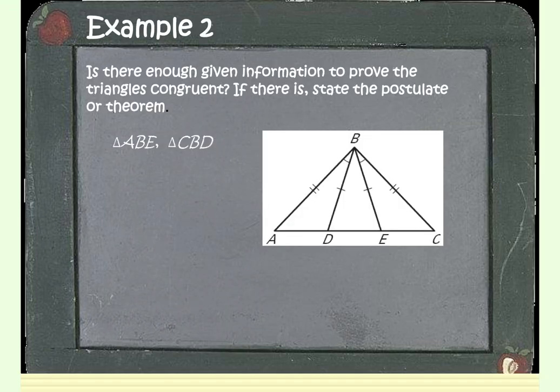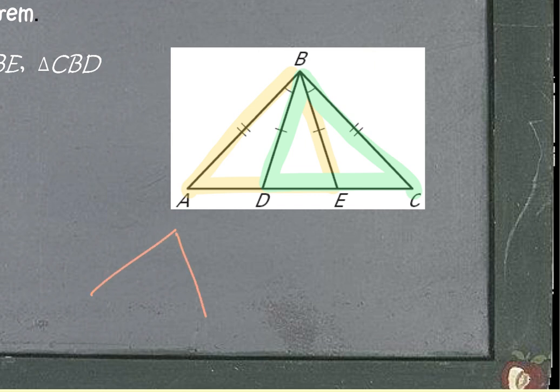Example 2, is there enough given information to prove that the triangles are congruent? If there is, state the postulate or theorem. So we want to prove that ABE is congruent to CBD. Now, when they're overlapping like this, it's actually probably easier to draw them out separately and mark them with what you have. So this is here, this is here, and you have only this part here.